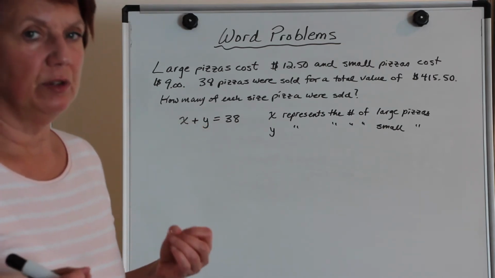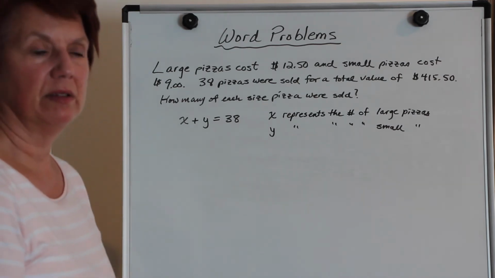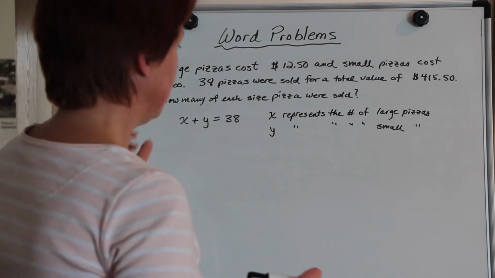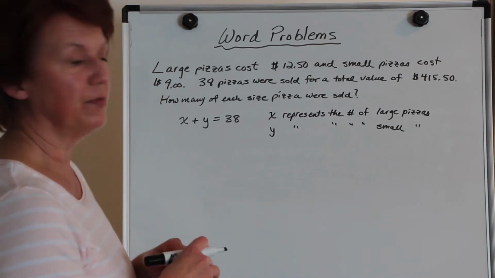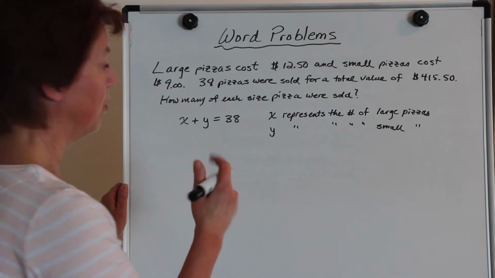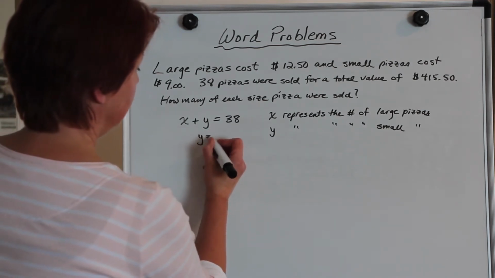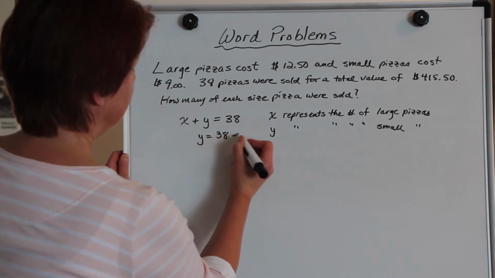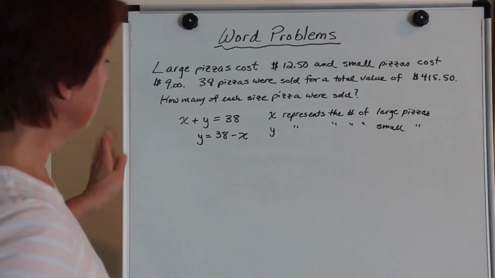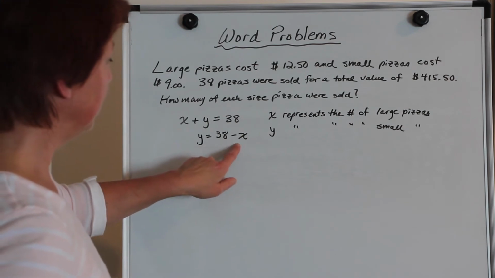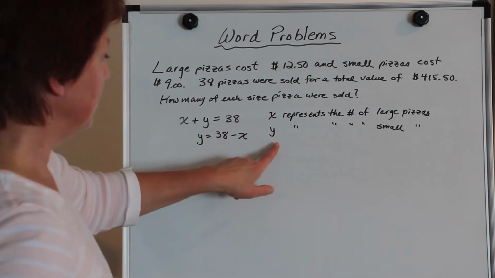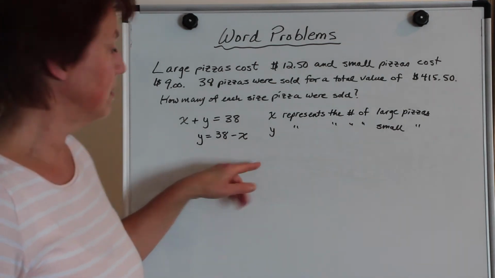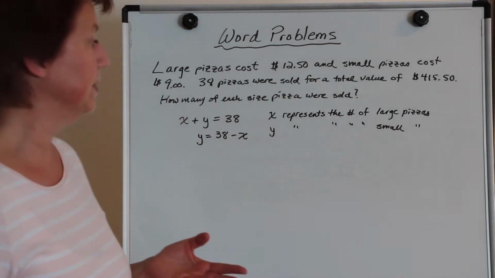However, we're not allowed to use two variables. We're not really allowed to do that until towards the end of grade 10. So what we need to do is eliminate this second variable. We're going to eliminate the y. Now the y, as we've seen in other equation solving videos that I've done, all we have to do is move the x over, okay? Because it was positive here, it becomes negative here. And now the number of small pizzas can be represented by 38 minus x. So we've just eliminated that second variable.